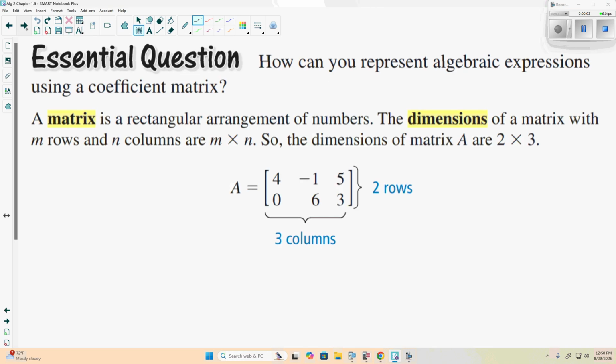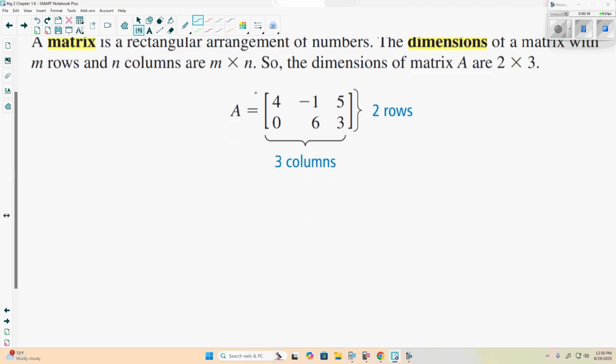Today's lesson is kind of nice. Augmented matrices. So we're talking about matrices. Matrices are a rectangular arrangement of numbers. Each number is called an element. And they're arranged in rows and columns. And the dimensions, we say, is the number of rows by the number of columns.